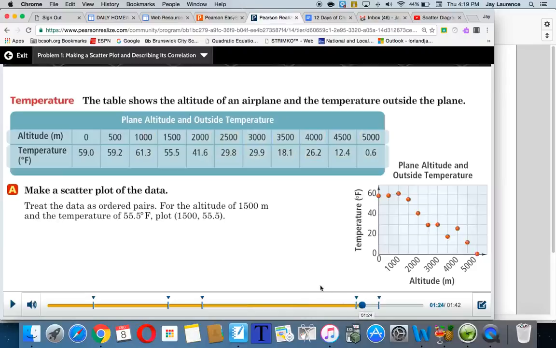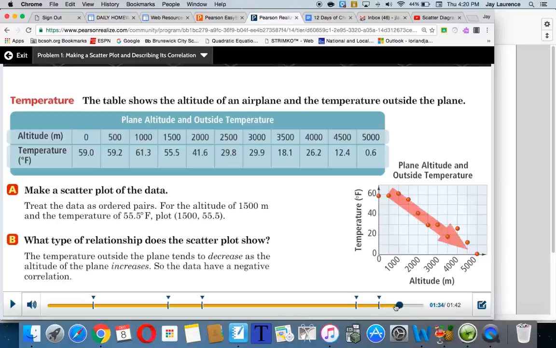Now, what do you notice about these points? Certainly they're not linear, but they do follow a trend, right? And we notice this trend is kind of like a line. And so what we can do is determine a relationship. We notice that, generally speaking, the higher the altitude, the colder the temperature, right? So let's see if that's what they came up with. Yeah, the temperature outside the plane tends to decrease as the altitude of the plane increases. So the data is said to have a negative correlation.